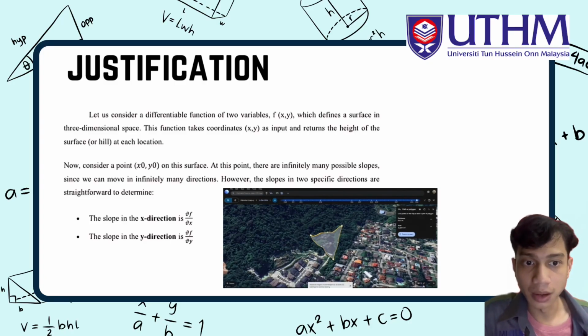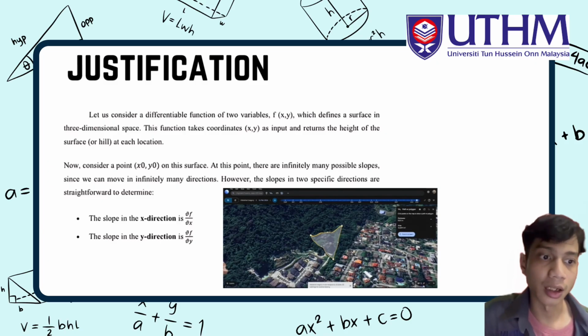In this slide, I will explain the mathematical reasoning behind how we evaluate slope on a surface using partial derivatives. We begin by considering a differentiable function of two variables, f(x,y), which defines a surface in three-dimensional space. This surface could represent something like a hill or terrain, where each point (x,y) on the horizontal plane corresponds to a height value f(x,y). Now imagine we pick a specific point on this surface, labeled (x0, y0). At this point, there are infinitely many directions in which we can move, and therefore infinitely many slopes we could compute. However, to simplify, we focus on two specific directions that are easy to analyze.